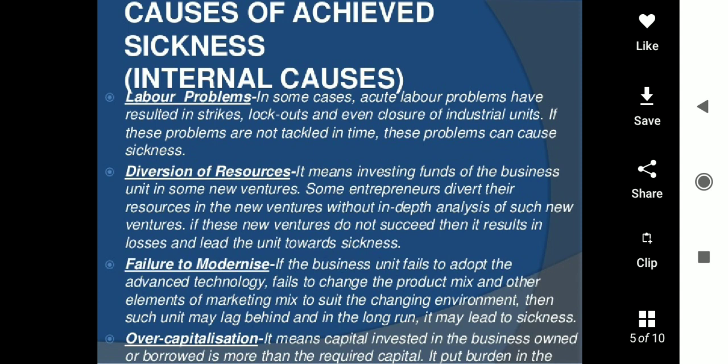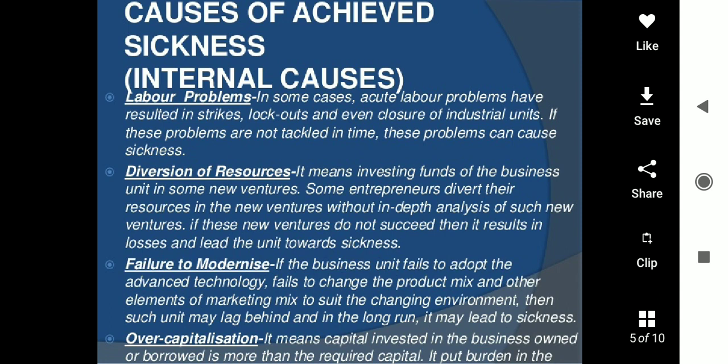labor problem. In some cases, acute labor problems have resulted in strikes, lockouts, and even closures of industrial units. If these problems are not tackled in time, they can cause sickness. So, the first reason is the labor problem. As I already told you, in some cases acute labor problems have resulted in strikes. Some labor just strike for the fulfillment of their wishes from the management.